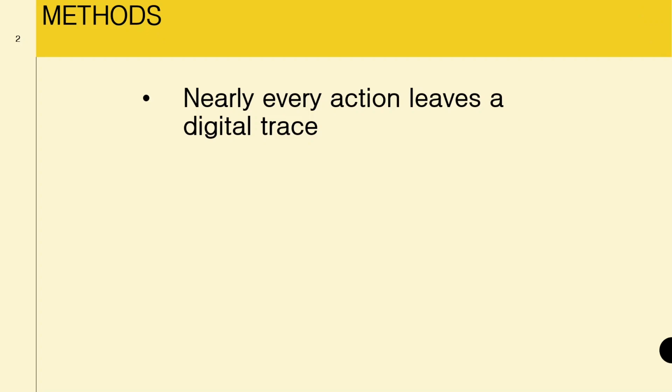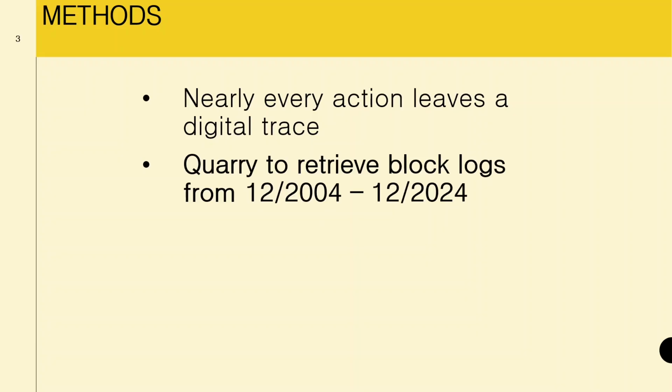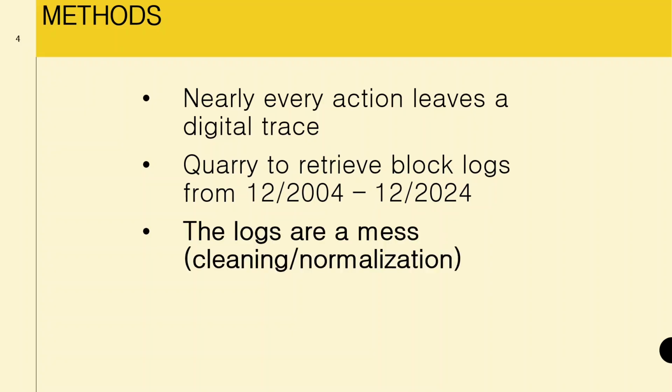On Wikipedia, basically everything you do leaves a digital trace. And you can query the wiki database to retrieve all sorts of things. One of the things you can retrieve are block logs. So I retrieved all of the available block logs from the database, which ranges from December 2004 to December 2024. The logs are a mess. There are all sorts of different ways that you can describe why you're blocking someone. The logs also switched at one point to a different syntax.